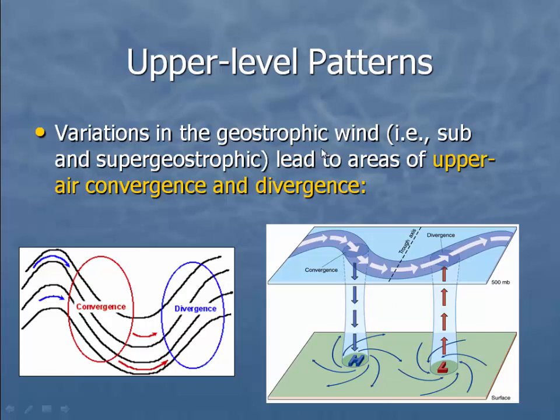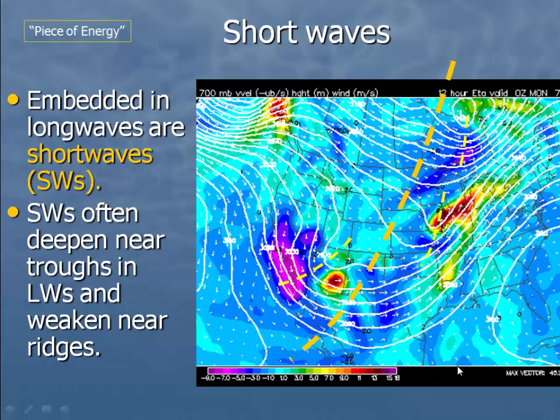So really, these variations in the geostrophic wind, or gradient wind if you will, super and subgeostrophic flow, lead to areas of upper air convergence and divergence. And again, we know the upper level is really governing what's going on at the surface.